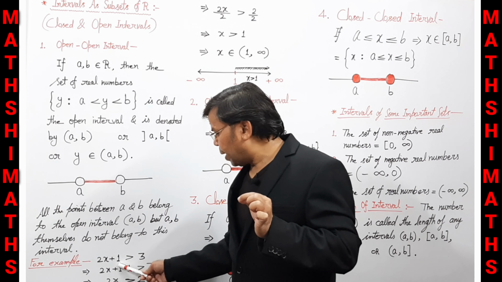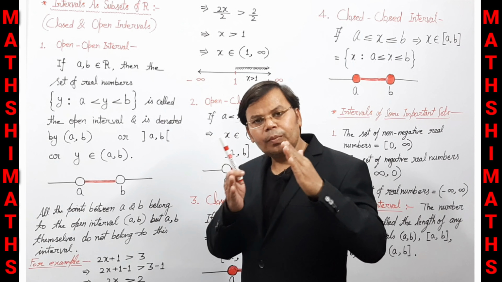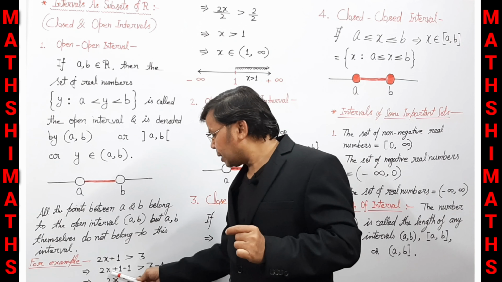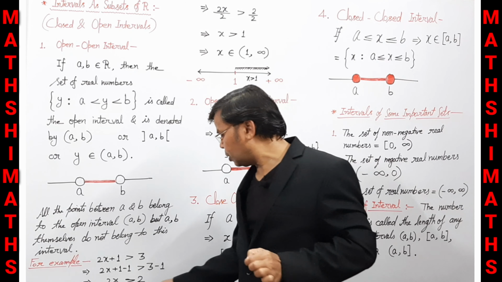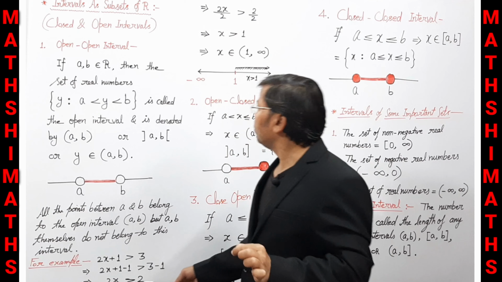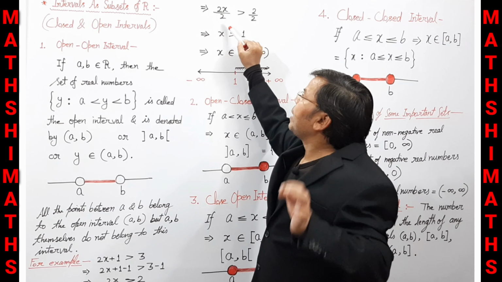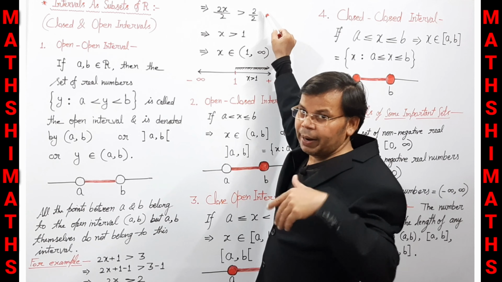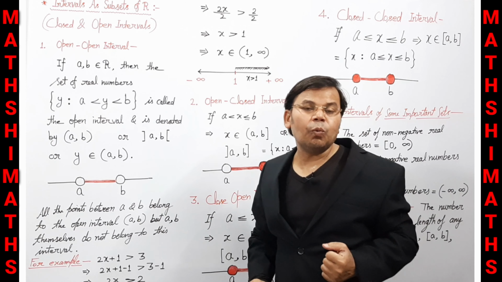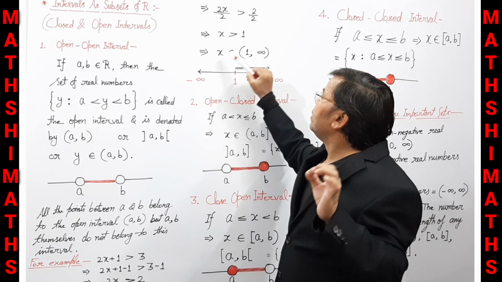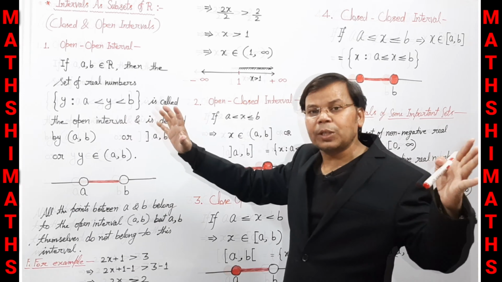Suppose 2x + 1 > 3. Adding negative 1 to both sides, 2x + 1 - 1 > 3 - 1, which implies 2x > 2. Dividing both sides by 2, 2x/2 > 2/2, which implies x > 1. x greater than 1 means the value of x is not 1 but greater than 1, and up to infinity all the values can be included.